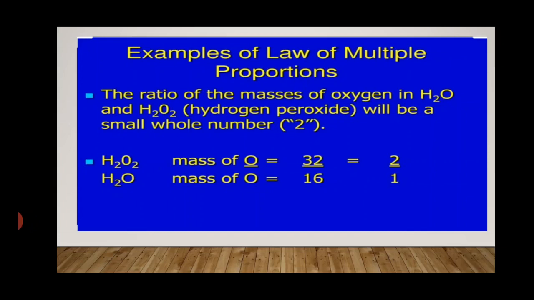Let's understand the law of multiple proportion with another example. Here one example is given. The ratio of the masses of oxygen in water molecule and hydrogen peroxide will be a smallest whole number, that is 2. So in hydrogen peroxide, the mass of oxygen is 32, and in water the mass of oxygen is 16. So if we take the ratio, we will get 2:1. So in both the cases, the mass of the oxygen is changed, but the mass of the hydrogen remains fixed.